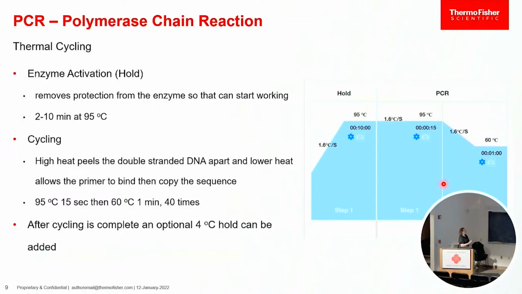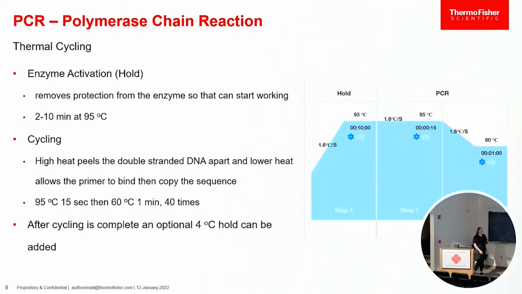So what do these amplification reactions look like? Typically, we have a step at the front where we activate our enzyme. So to make sure that our master mix works for you, we put molecules around the outside of that enzyme as protection. So we start this process during our activation step and peel all that apart, and now the enzyme is ready to work for you. Then we go through high temperature, low temperature cycling. That's our keyword. Typically 40 times.